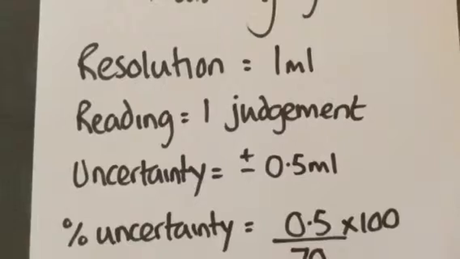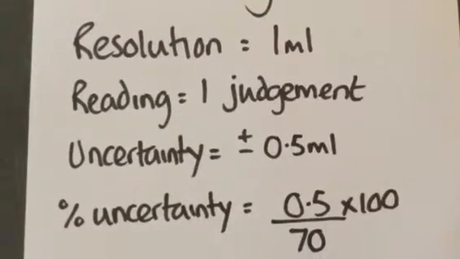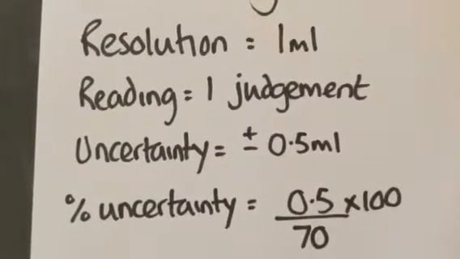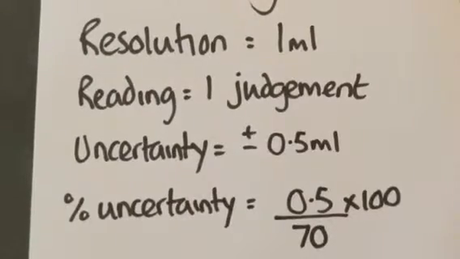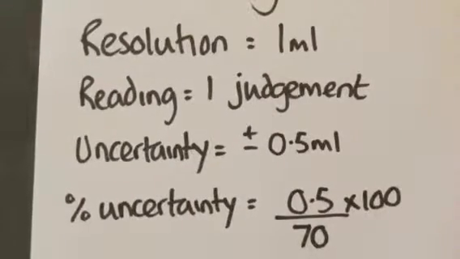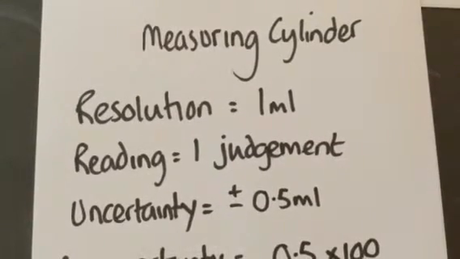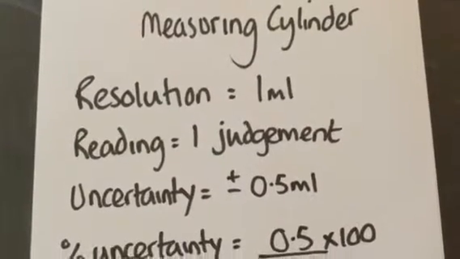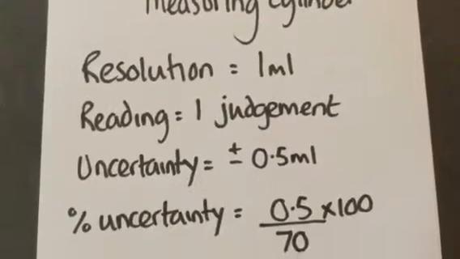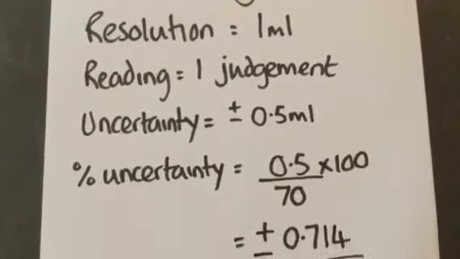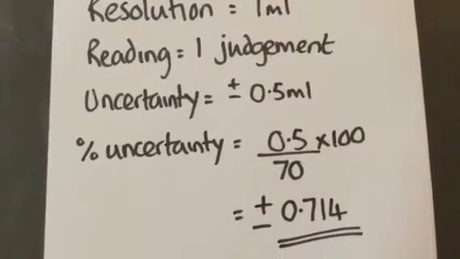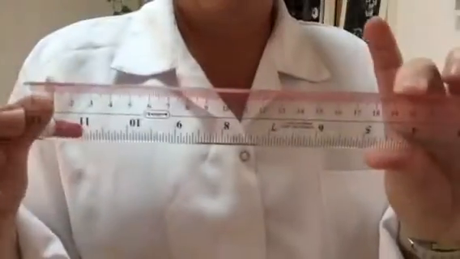The uncertainty of plus or minus 0.5 ml is related to the instrument. If I want to relate it to the amount of liquid that I have measured, then I'm going to work it out by dividing 0.5 by 70 and times it by 100. And our answer is 0.714, similar to the answer before because we've used very similar numbers.